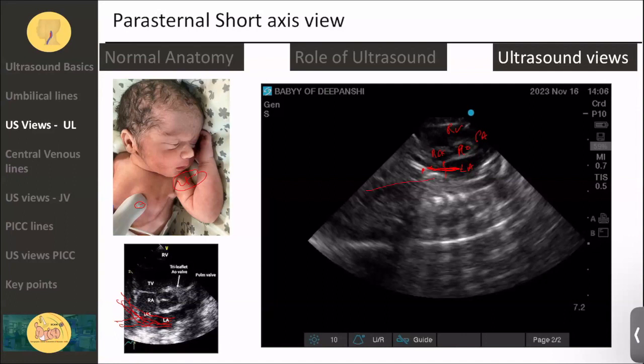So the inferior vena cava is coming this way, and the umbilical line which you are putting is coming this way, and it is entering the inferior vena cava just before the IVC enters the RA. And this is the place where we want the line to be.